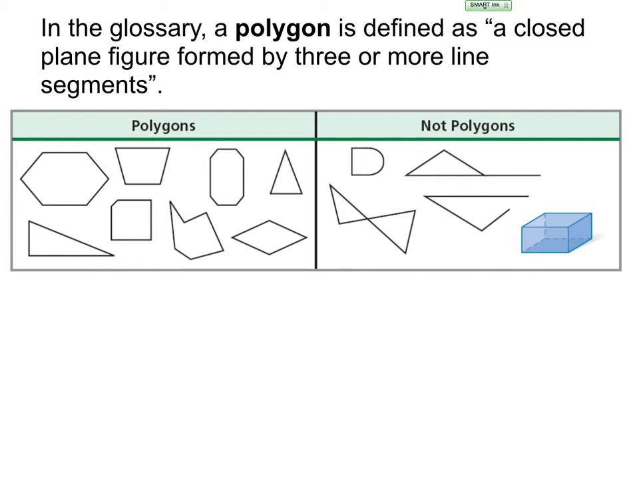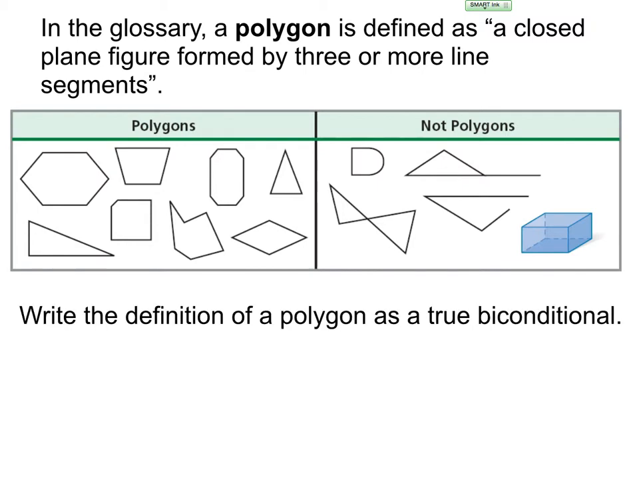Now, when they're crossing like that, the segment does not connect the other segment only at the endpoints. They're connecting at a point that is somewhere in between. So, yeah, can't cross like that. This one? Not closed. How about the box? It's what? Not on the same plane. A closed plane figure. So it's supposed to be just flat instead of three-dimensional. Okay, so that's not a polygon.